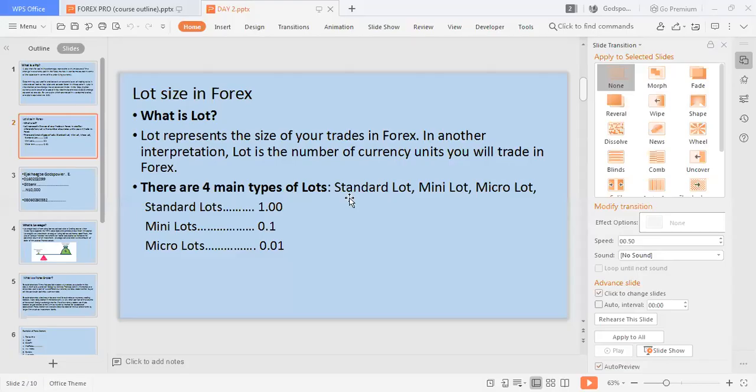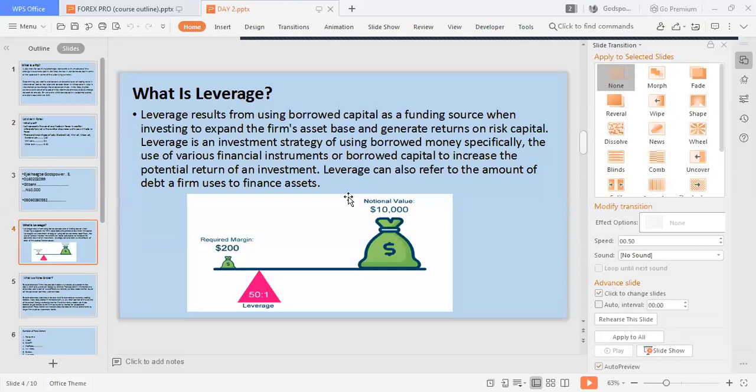The next phase I'd like to talk about now is leverage. Leverage results from using borrowed capital as a funding source when investing to expand the firm's asset base and generate returns on risk capital. Leverage is an investment strategy of using borrowed money, specifically the use of various financial instruments or borrowed capital to increase the potential return of an investment. Leverage can also refer to the amount of debt a firm uses to finance assets.